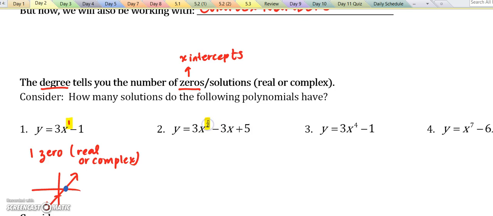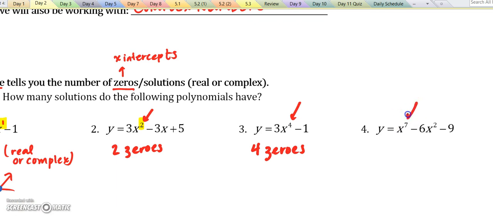Here, I have a parabola. This is telling me the highest degree is 2, so I'm going to have 2 zeros. Right here, highest degree is 4, so I'm going to have 4 zeros. Now these zeros might be real or complex. They're not necessarily x-intercepts. Here, I see the highest degree is 7, so this is a 7th degree polynomial. This means it's going to have 7 zeros. They may be real or complex, depending on the question.